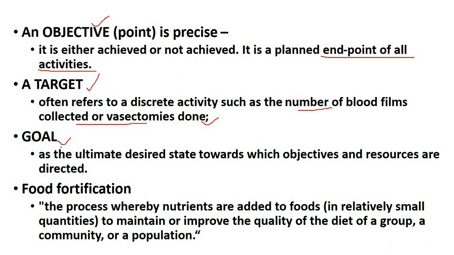So you have to become a good doctor will be a goal. Pass this year will be an objective. The goal is the ultimate desired state towards which your objectives and resources are directed. The objective is the planned endpoint of all activities. The target refers to the discrete activity, and the goal is an ultimate desired state towards which all your objectives and resources are directed.